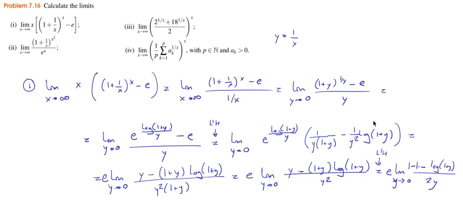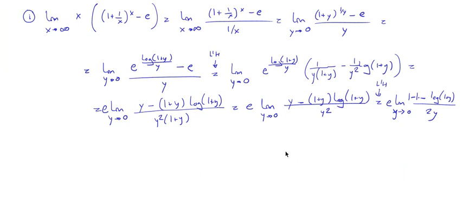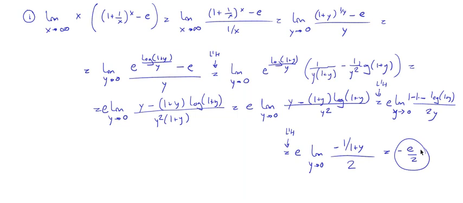Let me see if I can go back here. L'Hopital's rule here. So we have e times the limit when y goes to 0 of, and then we have minus, right, minus 1 over 1 plus y divided by 2. This is minus 1 divided by 2. The limit is going to be minus e over 2. Okay, this is the first limit.